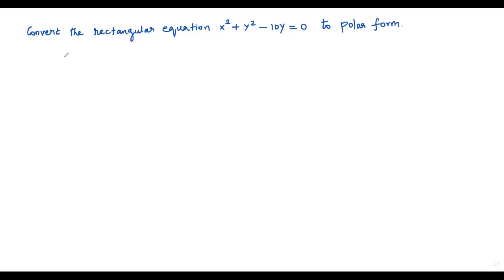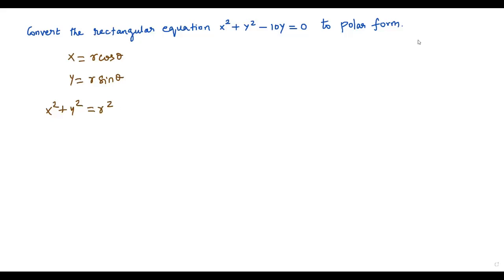Okay, so to do that, we must know that x = r cos θ, y = r sin θ, and x² + y² = r². That is, the x in the given rectangular equation has to be replaced by r cos θ, and y has to be replaced by r sin θ. If I find the expression x² + y², it has to be replaced by r² to convert a rectangular equation to polar form.